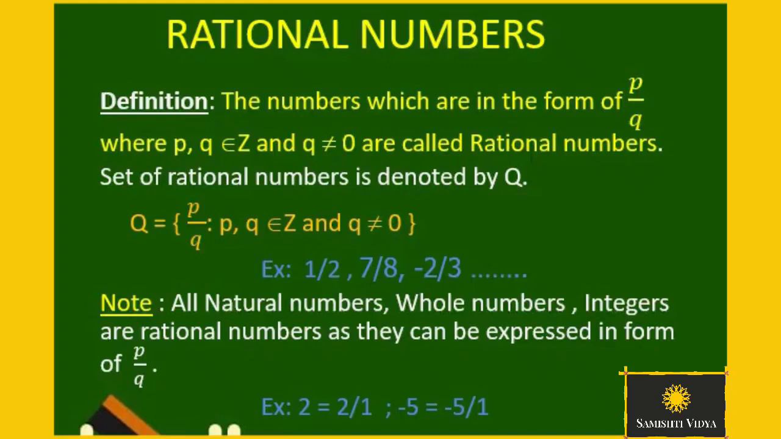So, all the natural numbers, whole numbers and integers are rational numbers as they can be expressed in the form of p by q. For example, if you consider the natural number 2, it can be written as 2 by 1. If you consider the integer -5, it can be written as -5 by 1.